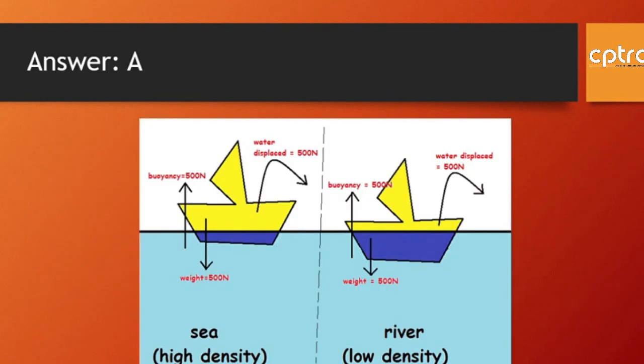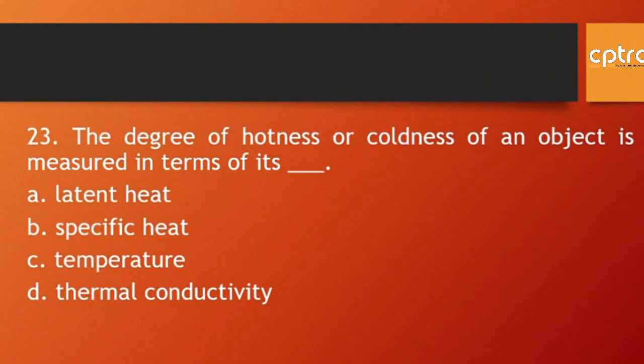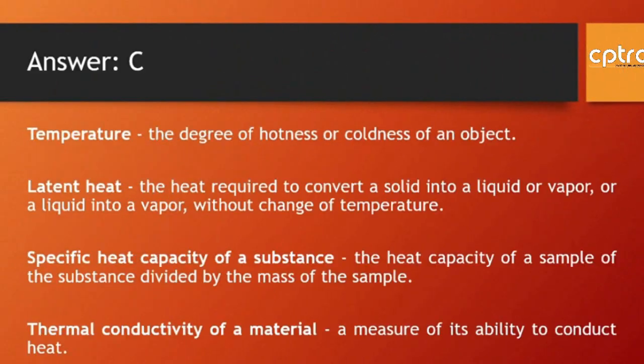Because seawater is denser than fresh water. Like 23. The degree of hotness or coldness of an object is measured in terms of its. The answer is letter C, that is temperature. Temperature is the degree of hotness or coldness of an object.